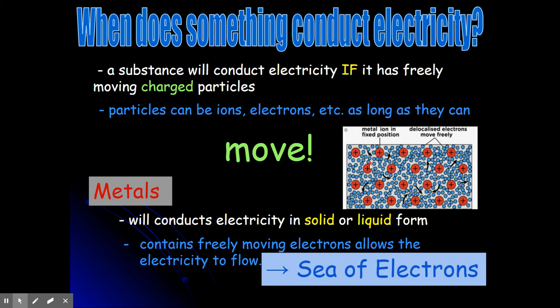So here are the kernels right here, which is the metal ion, the positive side of it. And then all their electrons have the ability to move all around. They're not locked into place onto one particular atom. So that gives metals the ability to conduct electricity and conduct heat and be shiny and be malleable and be ductile and things like that.